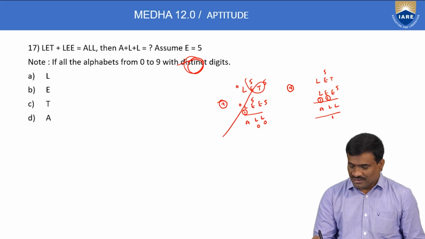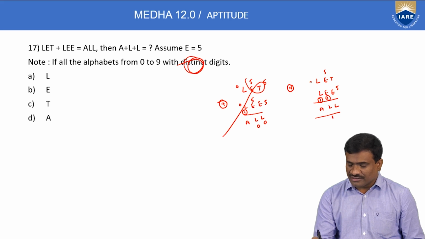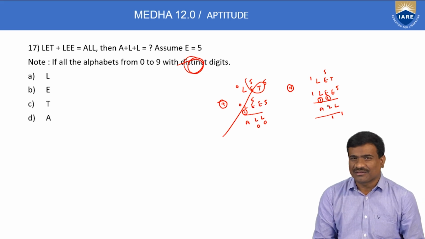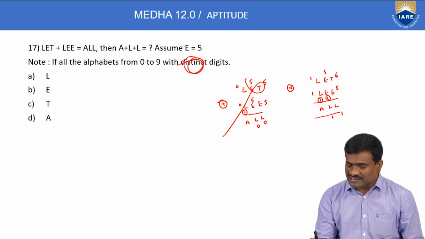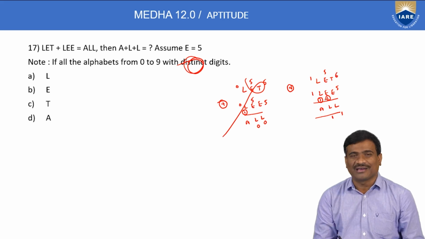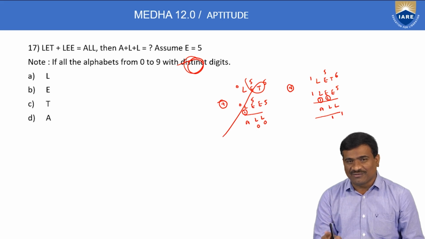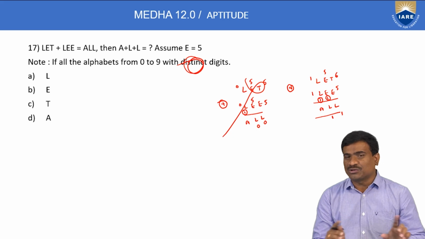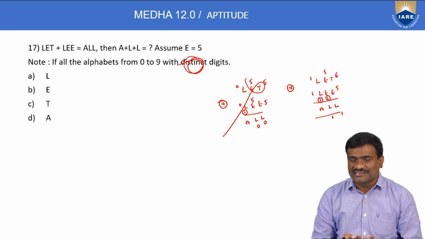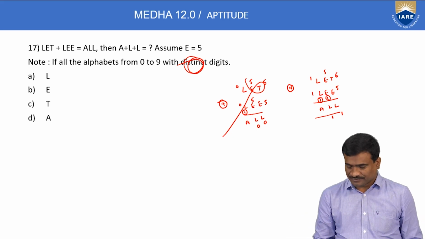Second, here 1 carry. Then L is the number 1. L plus L is equal to 1. Here T plus 5 is 11 because of the 1 carry. T plus 5 is 11, then T must be 6. Here 6 plus 5 is 11, 1 carry. L is the number 1, and 1 times 1 is not 2, so that is not correct. Enter this example, one letter, one number.